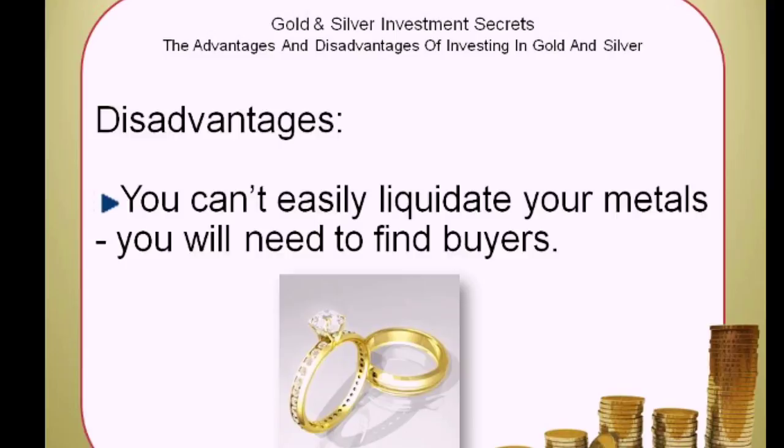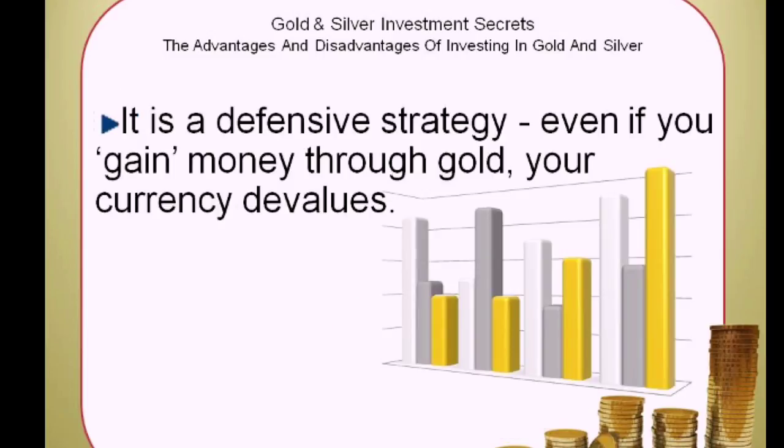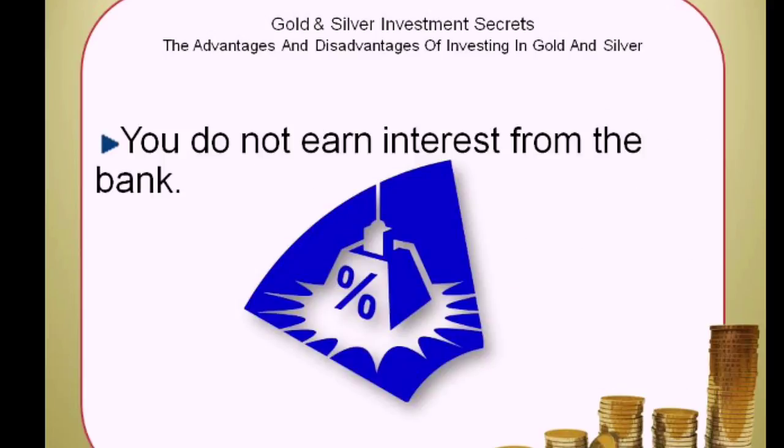Disadvantages. You can't easily liquidate your metals. You will need to find buyers. The spread can be high. In other words, you will pay a lot of commission to gold and silver sellers. It is a defensive strategy. Even if you gain money through gold, your currency devalues. You do not earn interest from the bank.